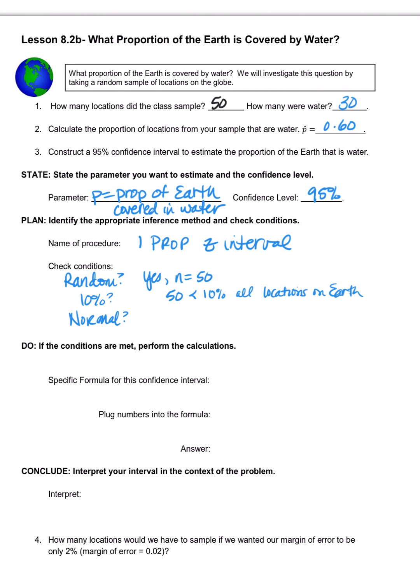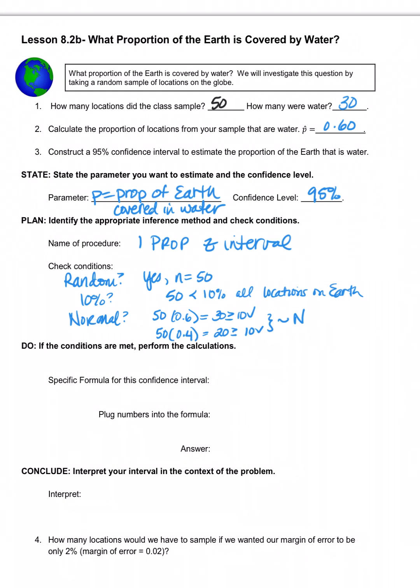Normal, how do we check normal? Large counts test. So remember, we're going to use our sample size times the p hat. Our p hat was 0.6, right? So that gives me 30. That's greater than 10. And then 50 times the complement. That's greater than 10. So we know it's approximately normal. And that's how you can shorthand it. Okay, that's the planning step.